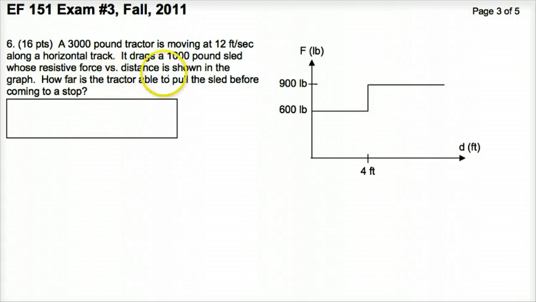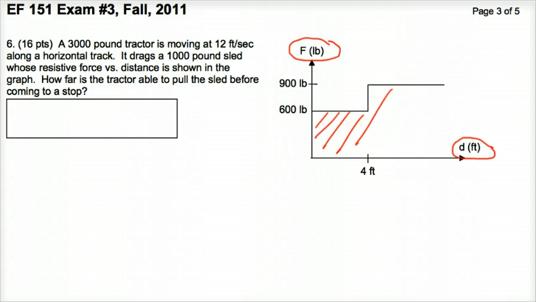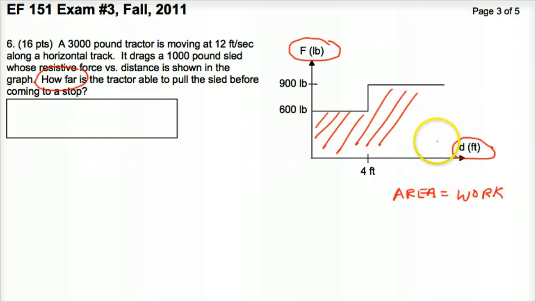Okay, so very important to understand what our graph means. We have force and distance. All right, so this area defines the amount of work done over a particular distance. Okay, how far? That's a distance. So we don't know the distance on this graph. Okay, we're going to assume that it's more than 4 feet.